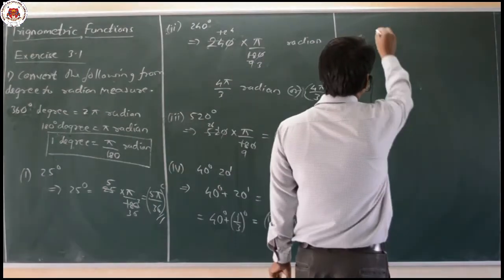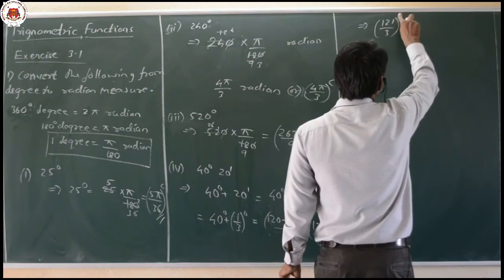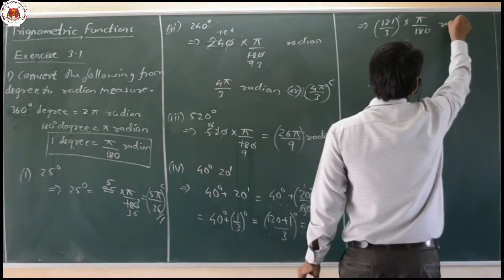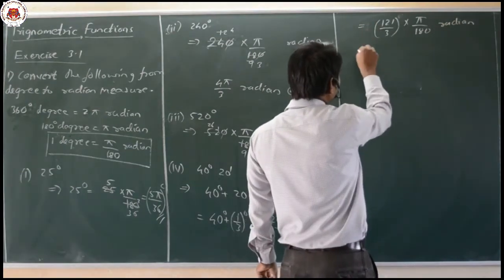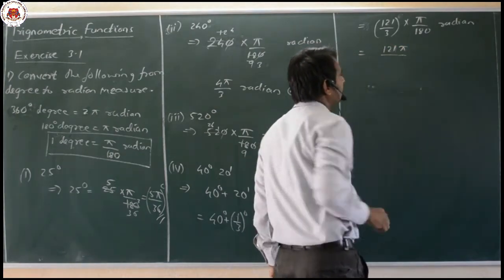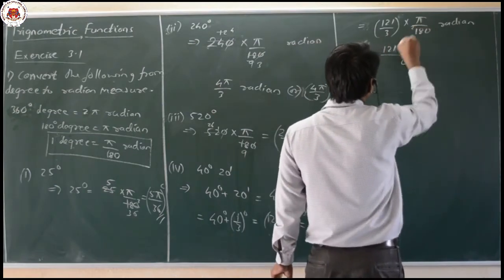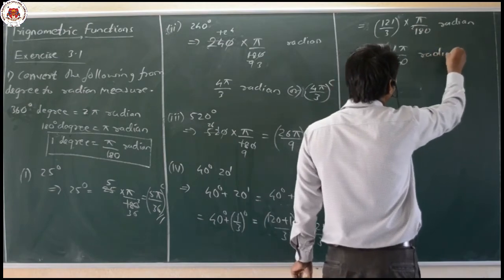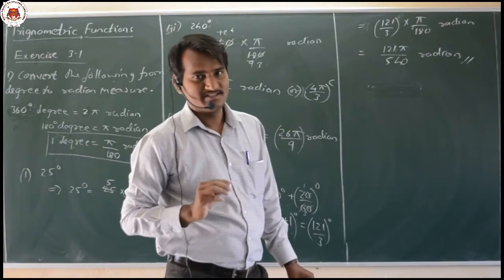That implies here 121 by 3 degrees into pi divided by 180 radian. So what we get here is 121 pi divided by 180 into 3, that is 3 ones are 3, 3 eights are 24, 3 zeros are 0, that is 540 radian. That is your required result. Very simple and easy result.